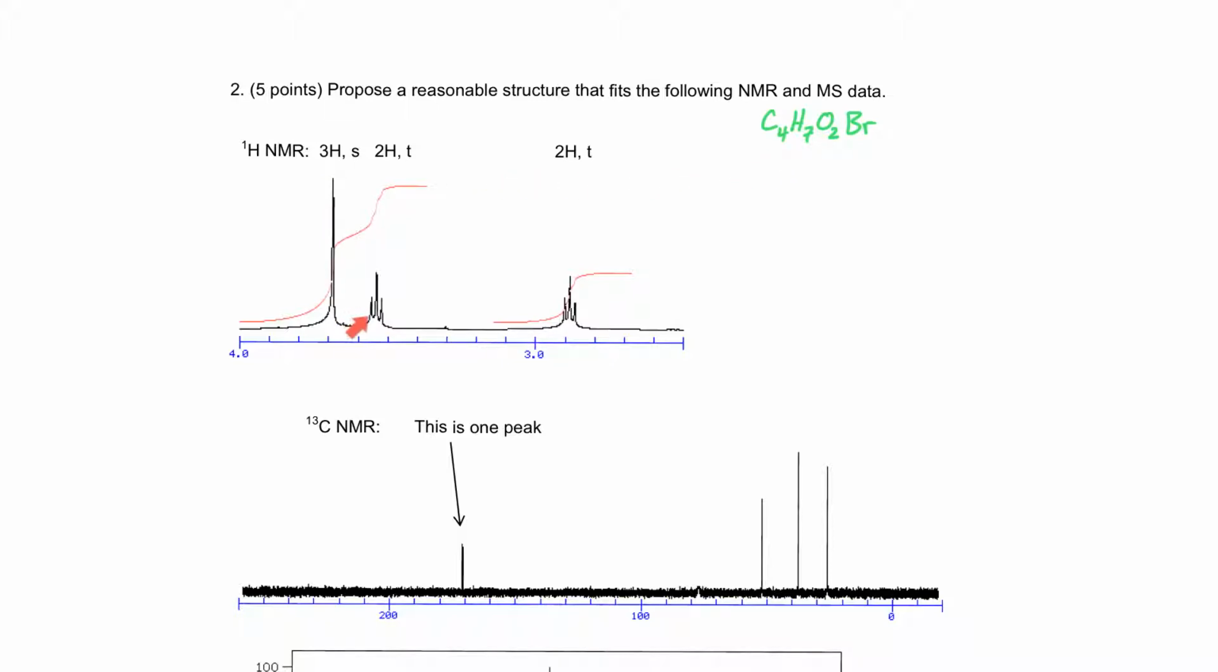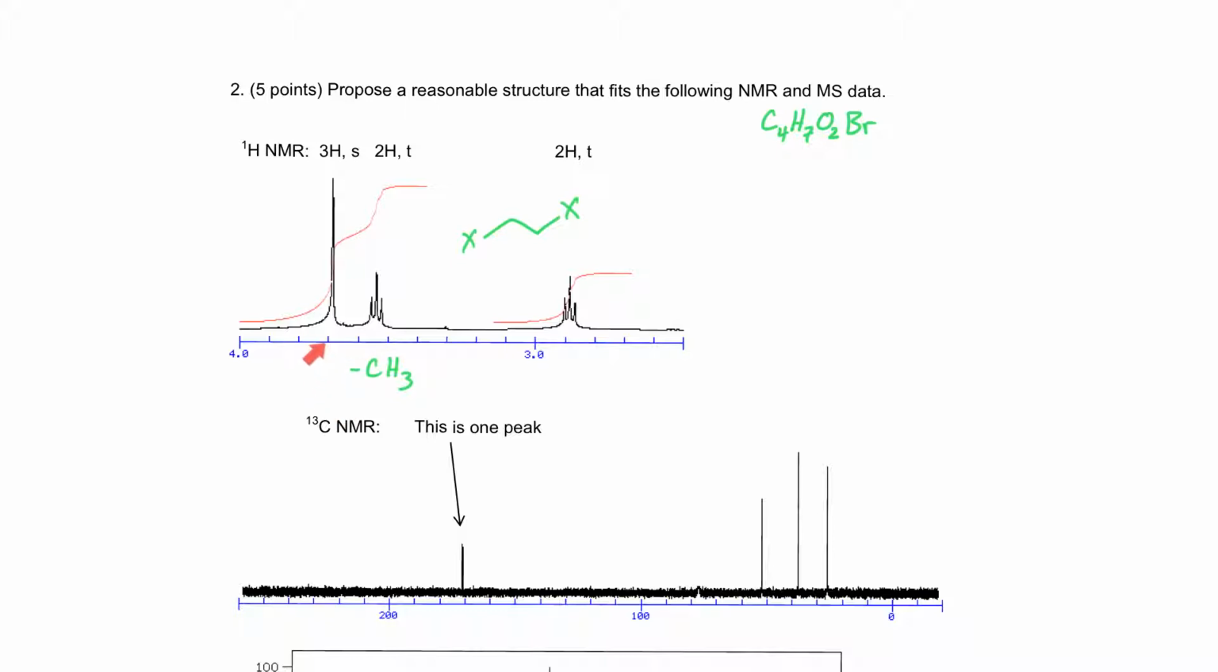These 2 signals, 2 hydrogen triplets, are very likely coupled to each other because they are the only splitting patterns that we observe on this spectrum. So probably we have a part structure that looks like that, where X does not have any hydrogens attached, because each of these CH2s is a triplet because it's adjacent to the other CH2. And then we have this 3 hydrogen singlet, which is very likely a methyl group.